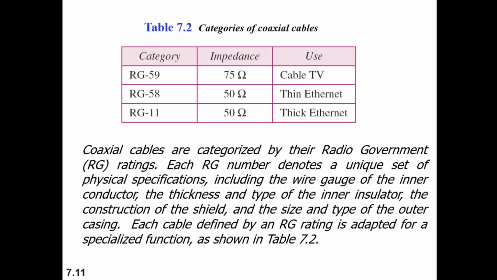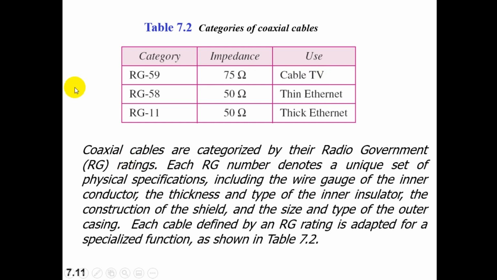Now these are the different types. As I told you, this cable was also used for the Ethernet. So these were the two types, RG58 and RG11, used for the internet or Ethernet environment. They are known as thin net or thick net. And the RG59 category is basically used nowadays for cable television.